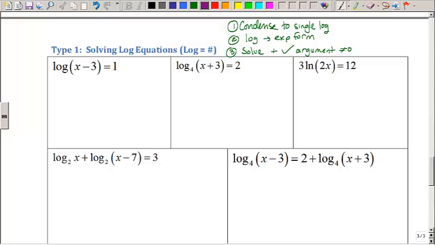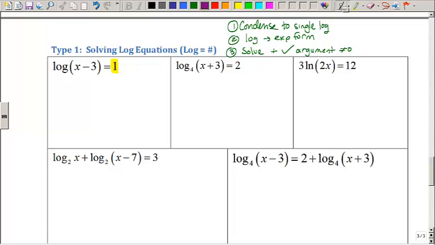For our first type of solving log equations, we have equations of the form log equals number. In each one of these problems, you have to have a constant term located in the problem, and we're going to isolate the constant term on one side and the log on the other side in a single logarithm.